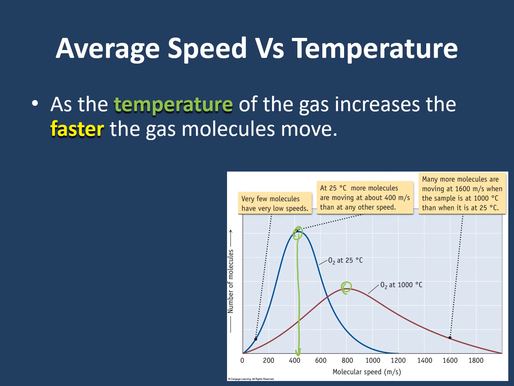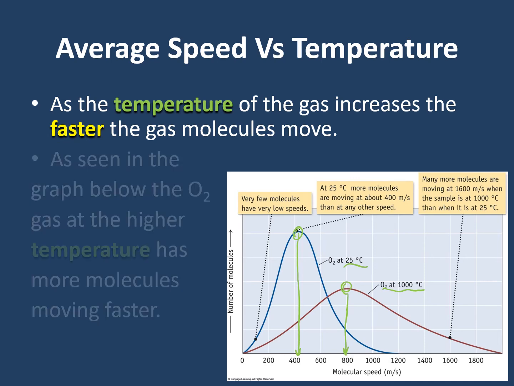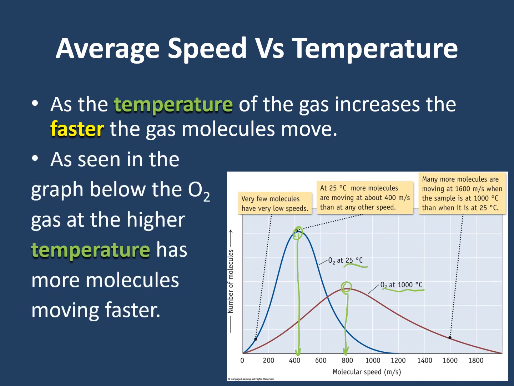So we can say that the average speed of the molecules of oxygen at 25 degrees Celsius is approximately 410 meters per second, whereas the average speed of oxygen molecules at 1,000 degrees Celsius is pretty much exactly 800 meters per second. We basically take the peak and go down to the x-axis to figure out what the average speed is based on this graph. So we can see that here.